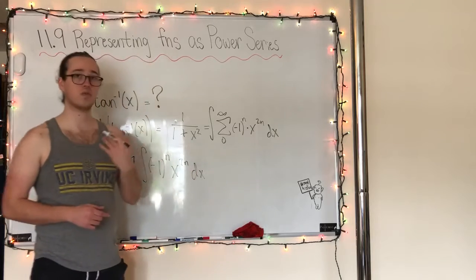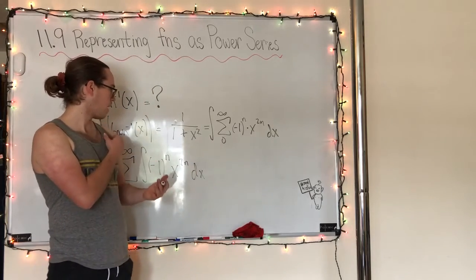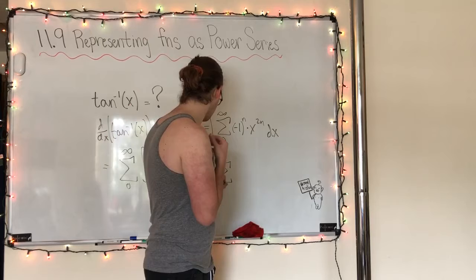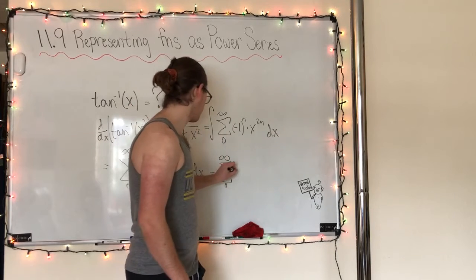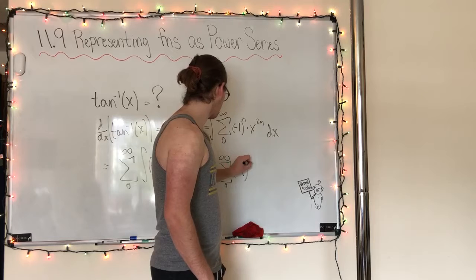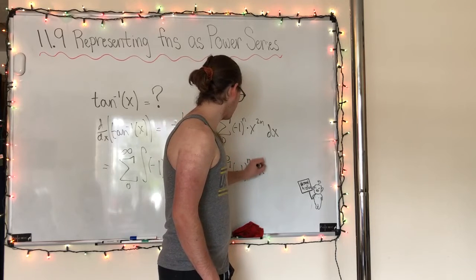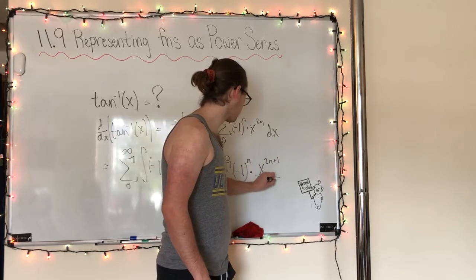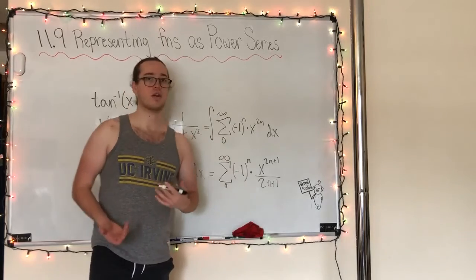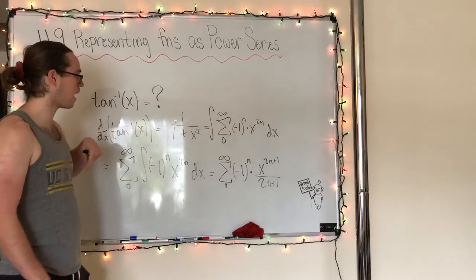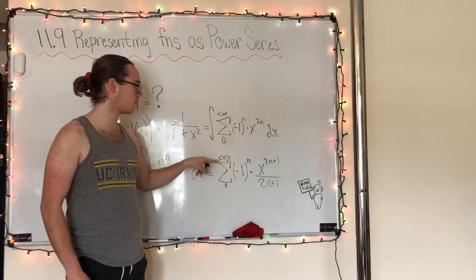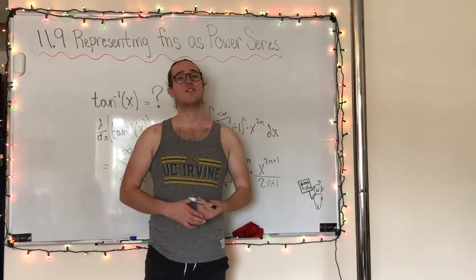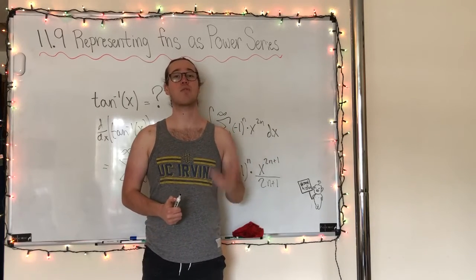And so all we have to do is integrate term by term, and this is going to then be equal to the sum from 0 to infinity of negative 1 to the n times x to the 2n plus 1 all divided by 2n plus 1. And so what's our final conclusion? Well, tan inverse of x is actually equal to the sum from 0 to infinity of negative 1 to the n times x to the 2n plus 1 over 2n plus 1. So that is all I wanted to cover in the lecture portion of the video.